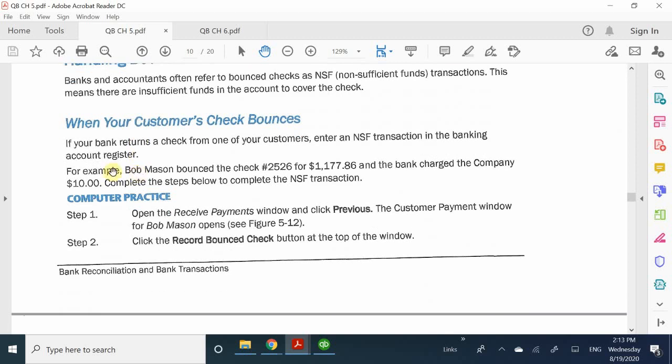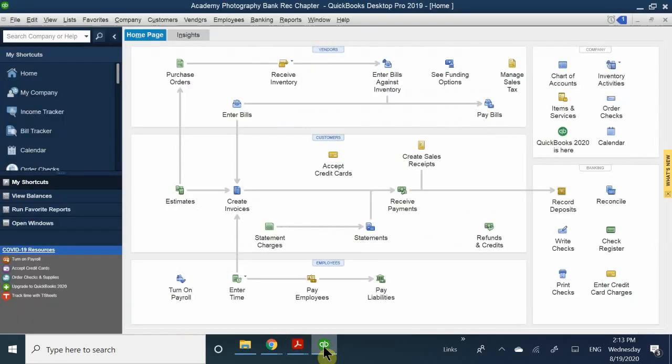All right. So here it is again. We have Mr. Bob Mason, and this is exactly why we make fun of him. Mr. Bob Mason decides to send us a check for his invoice 2526 for $1,177.